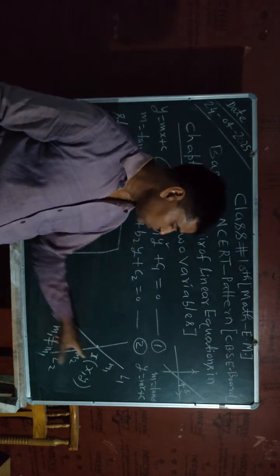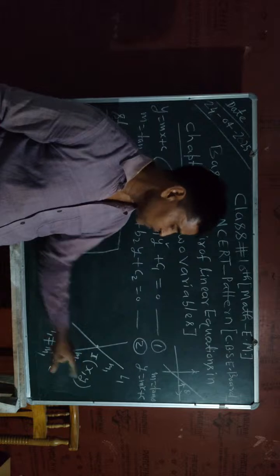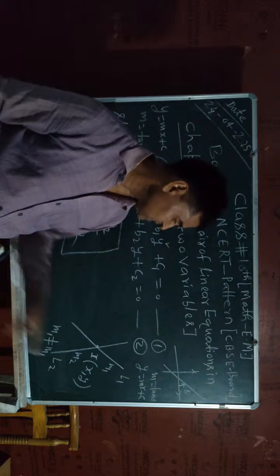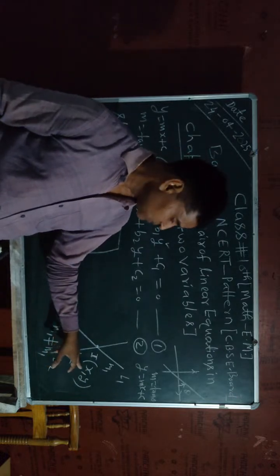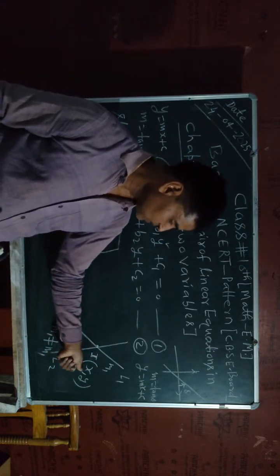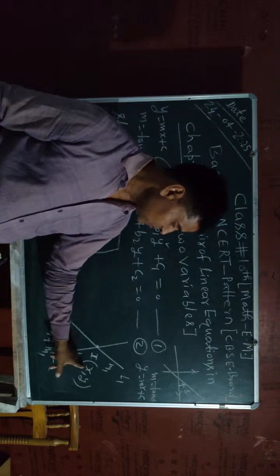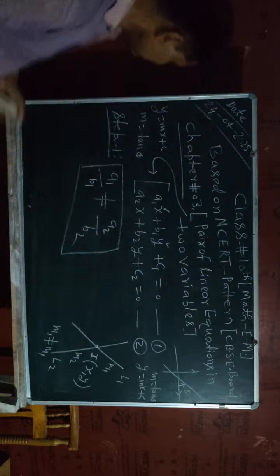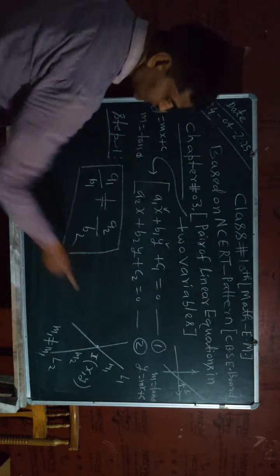There are two methods to evaluate the value of x and y. One method is the elimination method, and the other method is the substitution method. By the substitution method, I can get the value of x and y, and by the elimination method, we can also get the value of x and y. Okay, student. Only in this step, I will get the value of x and y.